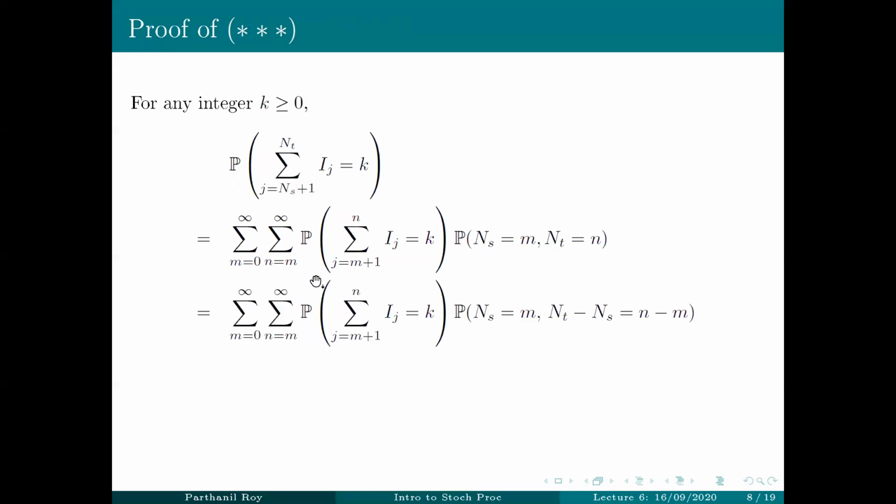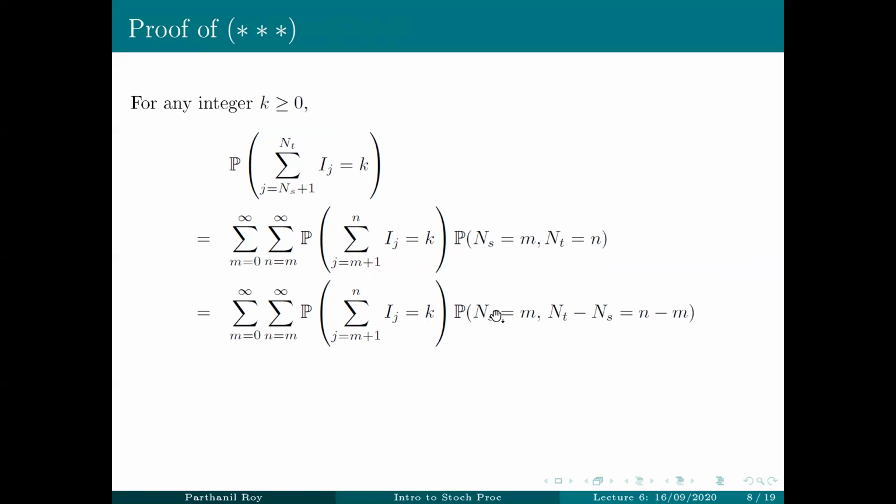Now note that we always do this. The joint distribution of N_s and N_t is harder to find, because they're not even independent. So therefore we just write it in terms of N_s and N_t minus N_s. We have done this quite a few times in this course so far. So instead of writing N_s equal to m and N_t equal to n, we are going to write N_s is equal to m and N_t minus N_s is equal to n minus m. And these two events are the same, and therefore the probabilities are the same as well for each summand, and therefore both the sums are equal.